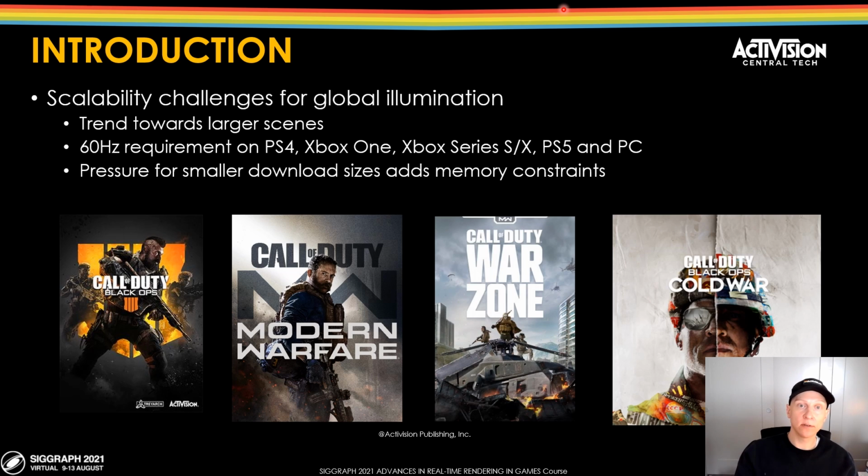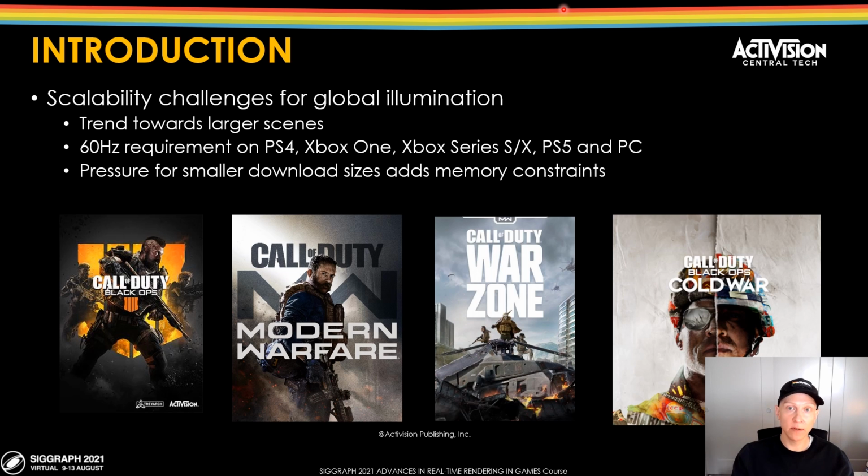First of all, in order to render large maps at 60 frames per second across multiple hardware generations, our engine relies on precomputed lighting techniques. However, at the same time, we want to keep our download sizes small for better user experience. And this creates a conflict with increasing scene sizes.